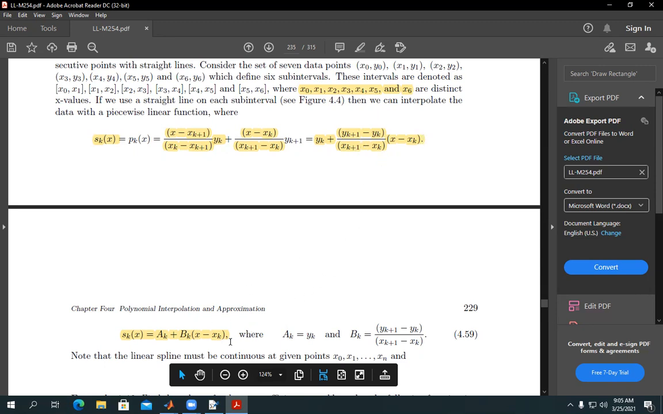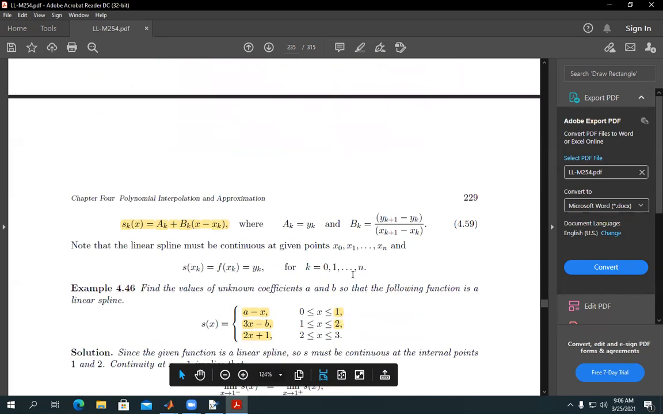And what is the interval you have for this one? Your interval is from xk to xk plus 1, where k is running from 0, 1 to 2, and we have here now. So this is the only thing you have here now. You have to calculate ak and bk for each subinterval, and then use the formula here. For example, when you put k equal to 0, what you have, s0 of x is equal to a0 plus b0 times x minus x0. What is a0?